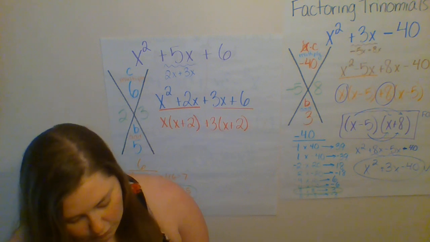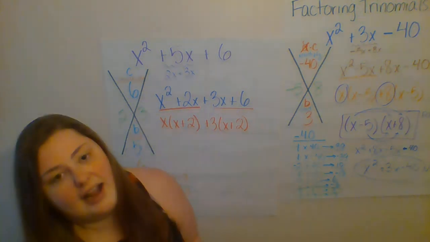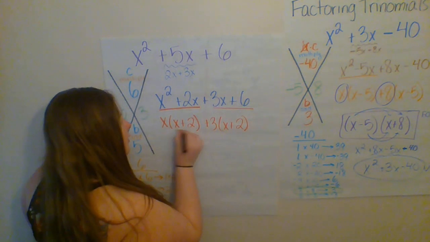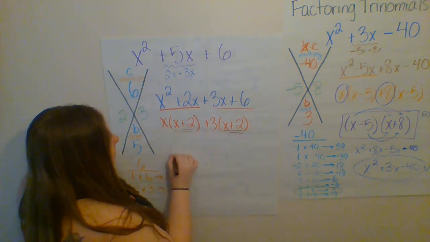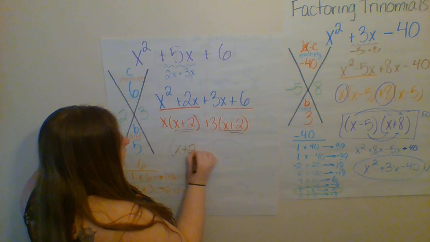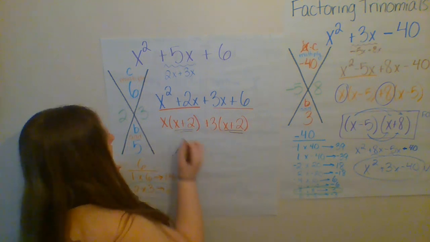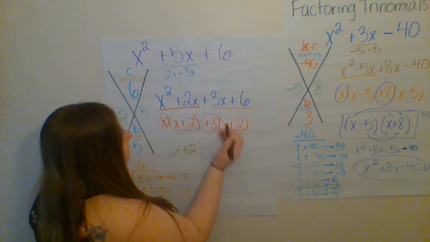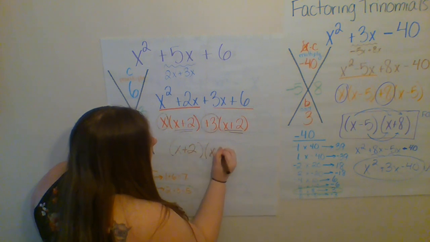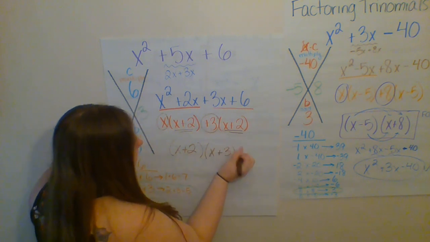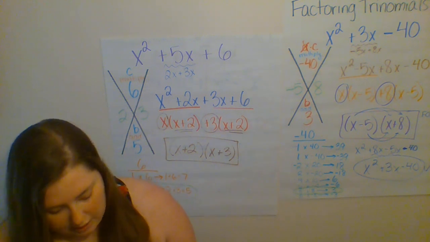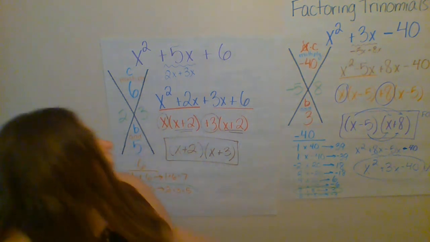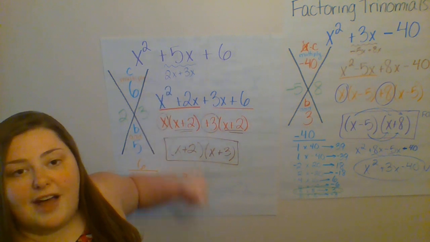So now from here, we can see that we have that x plus 2 is common in both sides. So we have x plus 2 out front, and then we have x plus 3 left over, so that goes in our second set of parentheses. And that is our answer. If you FOIL it out, you'll end back up with x squared plus 5x plus 6.